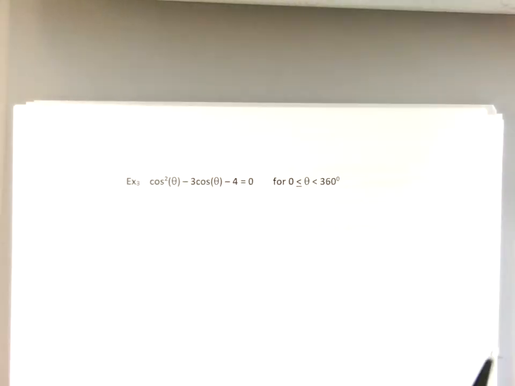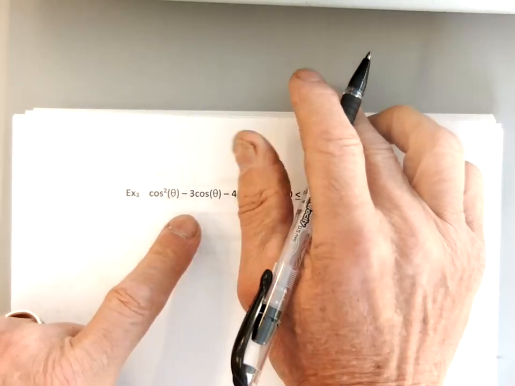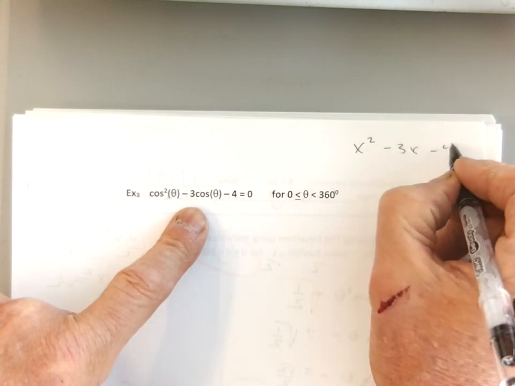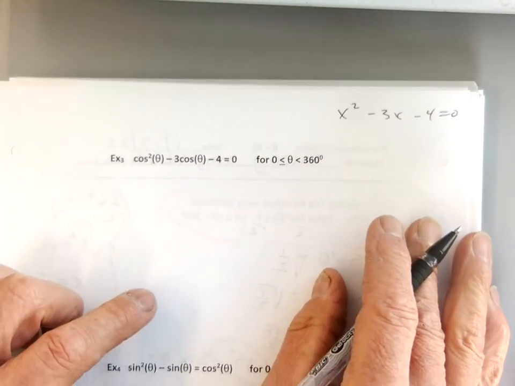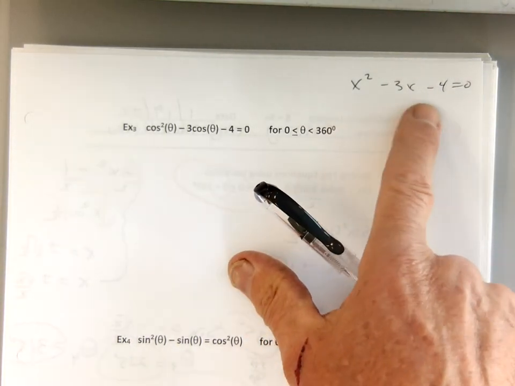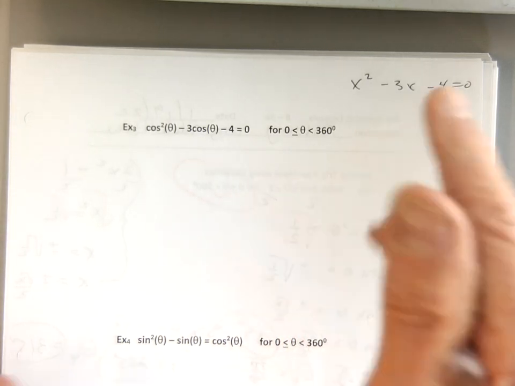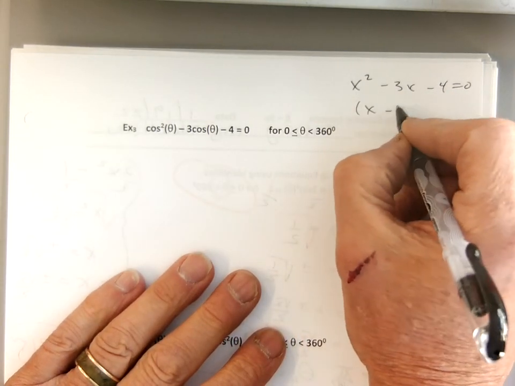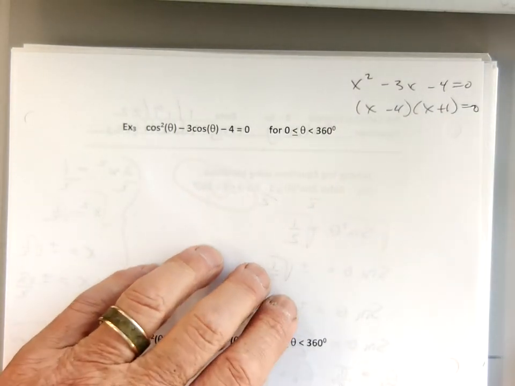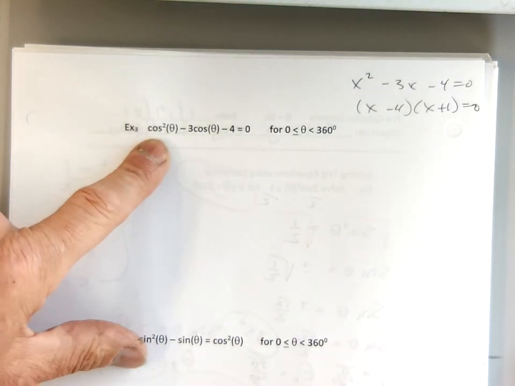Now, before we do example 3, let's look at a piece of algebra. x squared minus 3x minus 4 equals 0, okay? So let's go back to algebra. How would you solve for x? Factor. So we'd have (x minus 4)(x plus 1) equals 0. And then we do our mini equations, right? Everybody agree? So let's do the same thing with cosine.